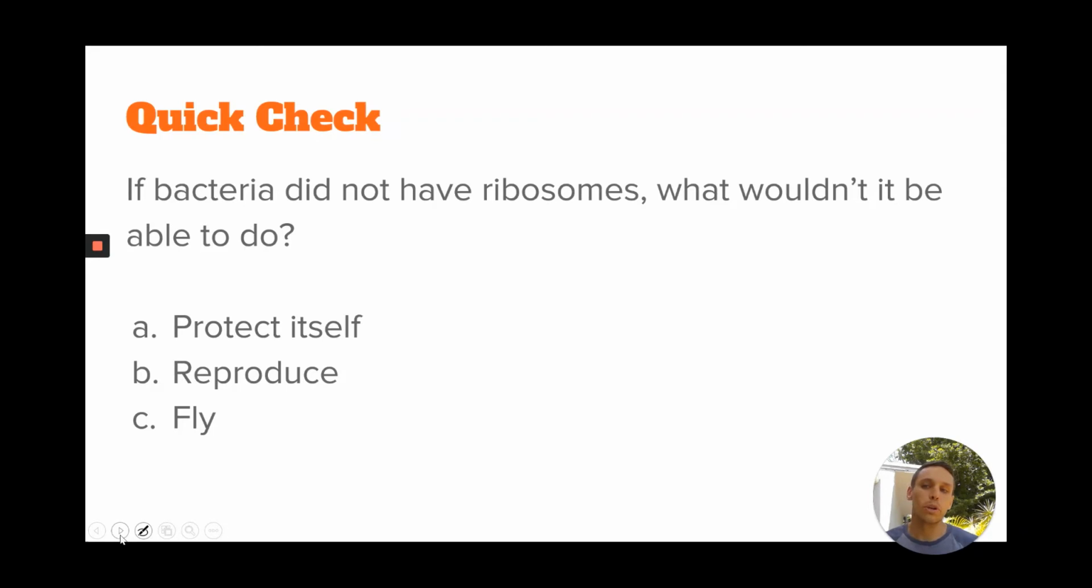So let's do a quick check, and let's see if you know, if a bacteria did not have ribosomes, what wouldn't it be able to do? Go ahead and answer this question. When you're done, we will go over it.